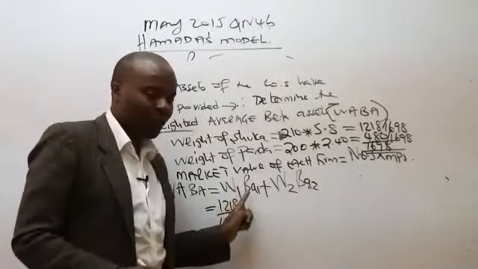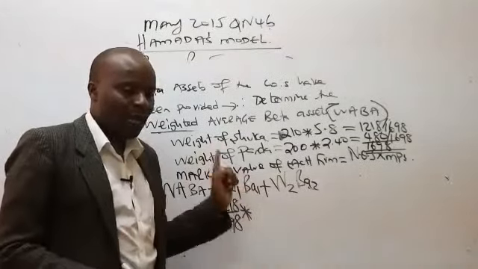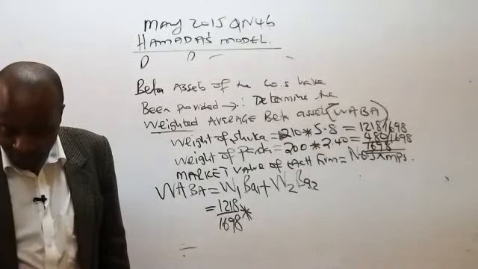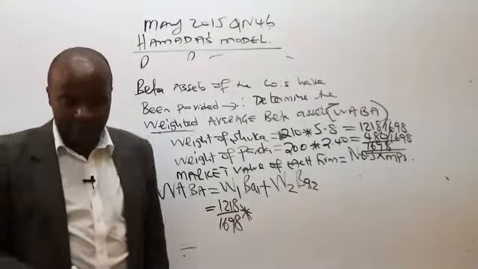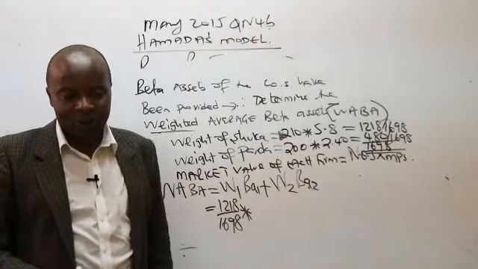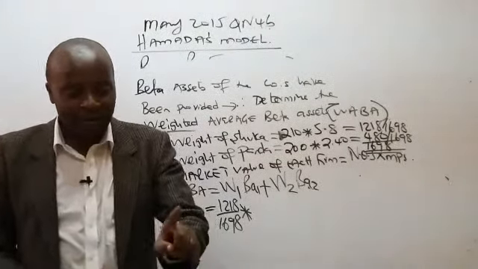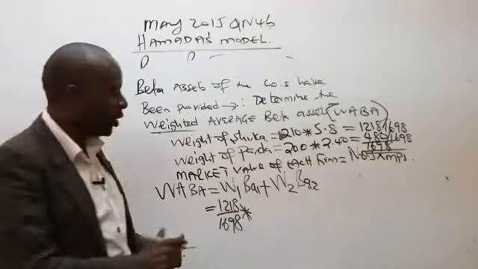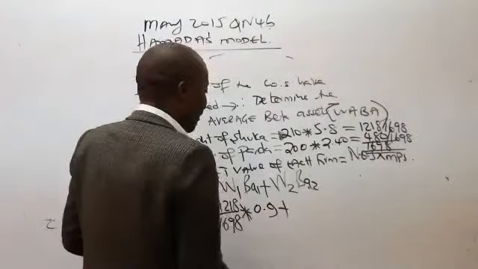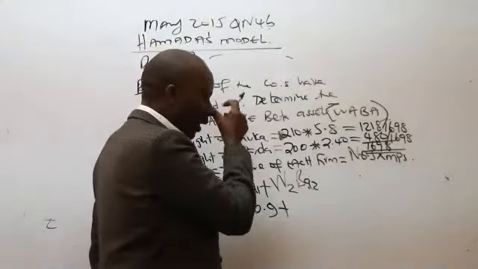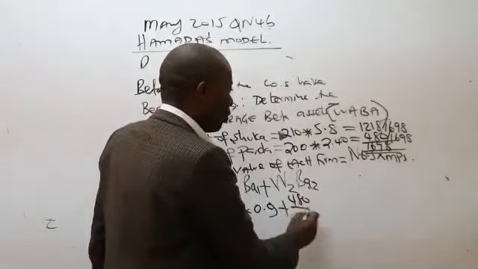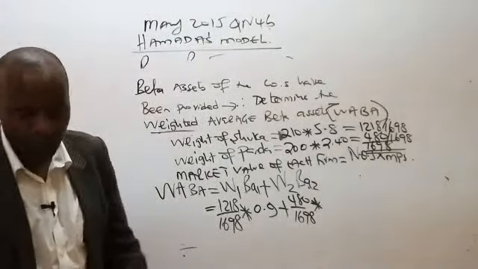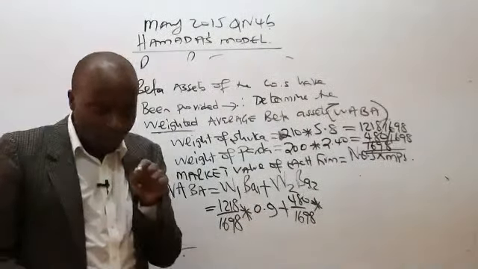Is there anybody who is able to see the beta assets of company 1? Company 1 is the predator. So company 1, the predator, beta assets is 0.9, for sugar. Plus weight 2, which is 480 over 1698 times beta assets 2. Beta assets 2, which these students are not able to see.